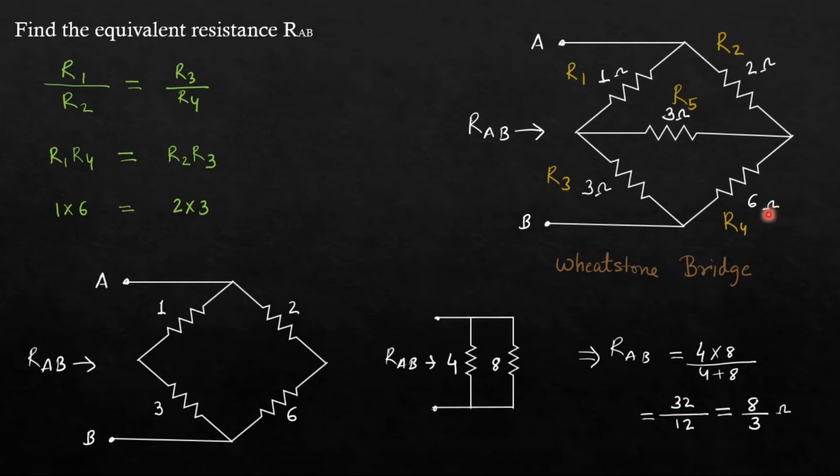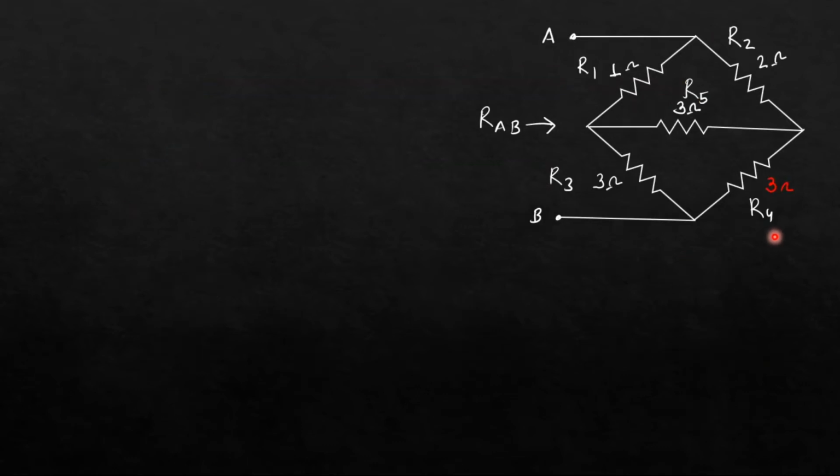Now what if this resistance was not 6? Instead, it was 3 ohm. So this is not a balanced condition. You can see here 1 into 3 is not equal to 3 into 2. Then in such a case, how to calculate the R equivalent?